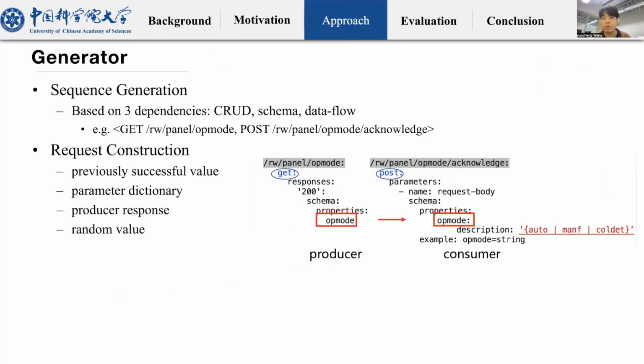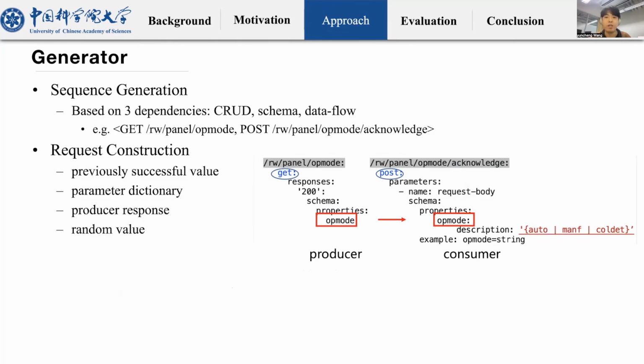Next is the generation module, which handles two key tasks: sequence generation and request construction. Based on the three types of dependencies, we generate appropriate request sequences. For instance, as shown in the graph, both APIs use the same schema, OP mode. In this case, the GET request acts as the producer and must be executed before the POST request, which is the consumer. So we can obtain a request sequence: GET RW panel OP mode, and POST RW panel OP mode acknowledge.